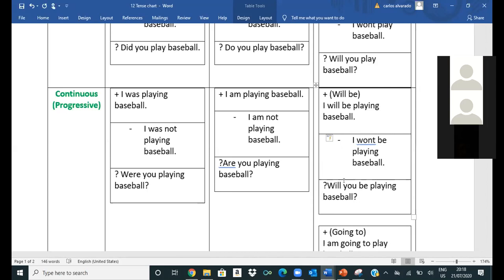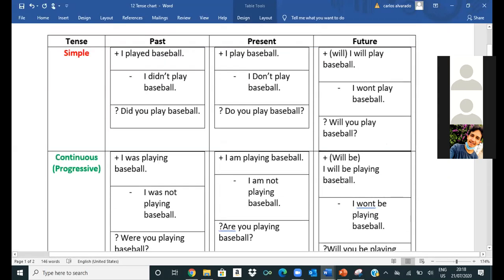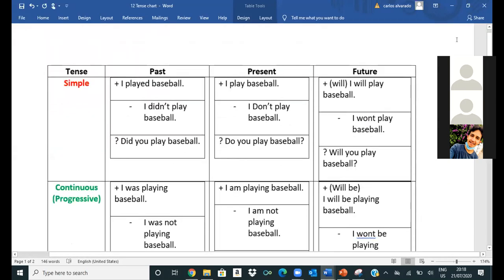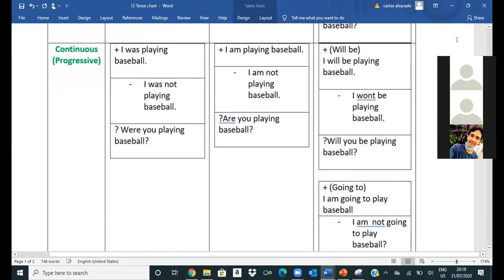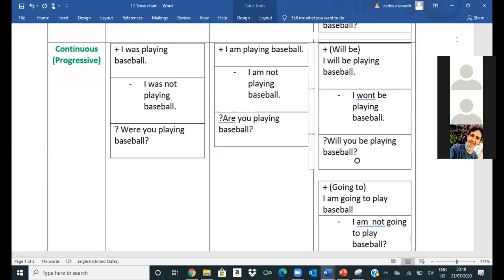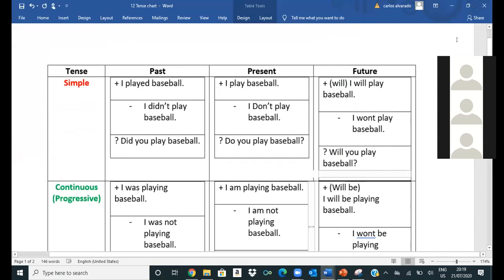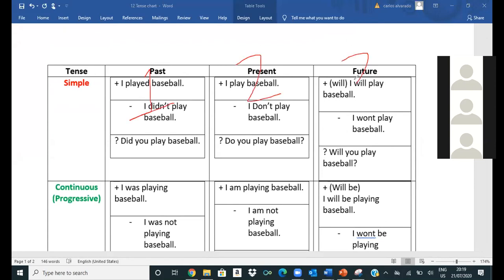Preguntas? So. In question, you can add, for example, will you be playing baseball the next week? You can say, I will be playing baseball next week. Ahí solo le agregas un time expression. Next week, yeah. Next month. Okay. Yes, no problem. So, ¿cuántos verb tenses tenemos? 12. 1, 2, correct, son 12.